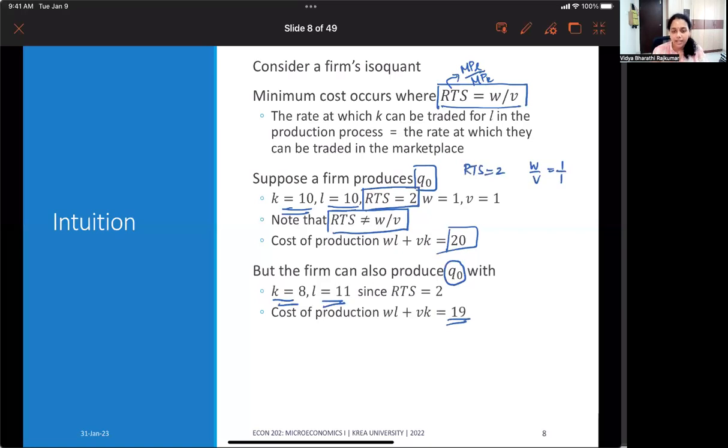And that is being reflected by defining the optimality condition to be this equality. As long as your RTS is equal to your price ratio, your optimal production happens there, or your cost minimization happens there. If this equality doesn't hold, then you're not optimizing in the first place to begin with.